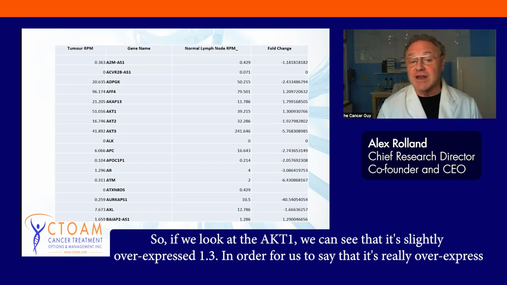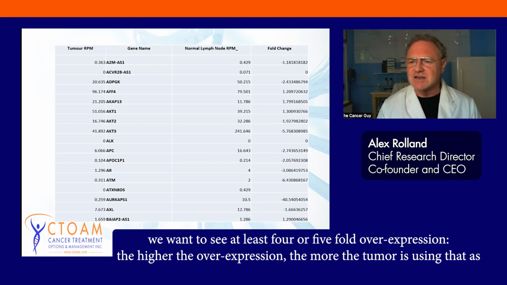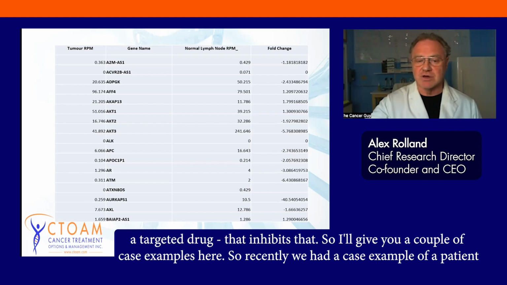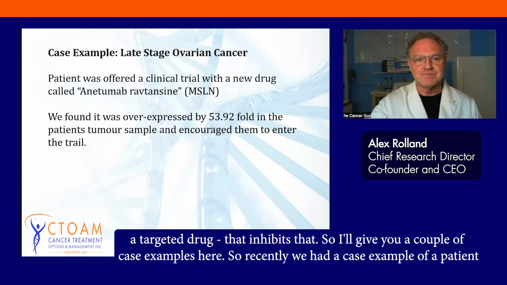So if we look at AKT1, we can see that's slightly overexpressed, 1.3. In order for us to say that it's really overexpressed, we want to see at least a 4 or 5-fold overexpression. The higher the overexpression, the more the tumor is using that as a way of metastasizing and growing, and the more impacted the tumor will be if we inhibit it with a targeted drug that inhibits that. So I'll give you a couple of case examples here.